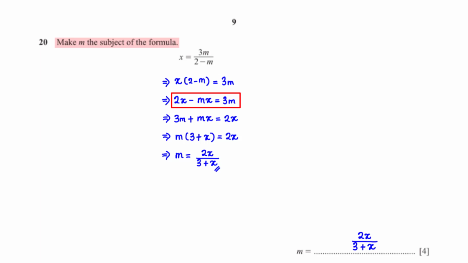We want to make m the subject, so we move the m terms to one side of the equation. When we factor out m, we are left with 3 plus x. When we divide both sides by 3 plus x, we have m equals 2x over (3 plus x).